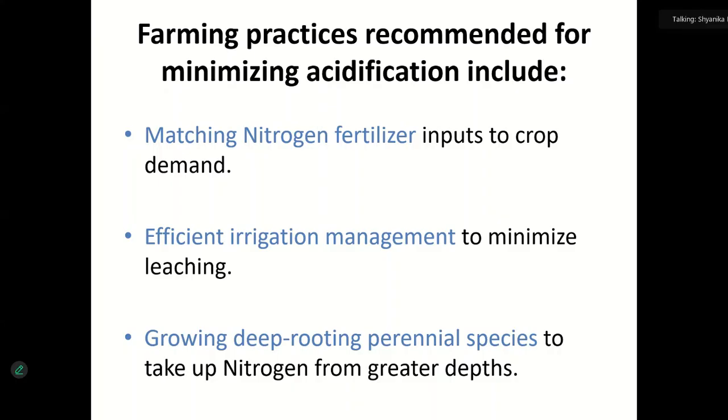Not excess, right? Then efficient irrigation management is also helpful to minimize leaching, and then we can plant deep-rooted perennial species, so that their tap roots and other big root systems can take up nitrogen from the deep layers, and they use that nitrogen for growth and development.